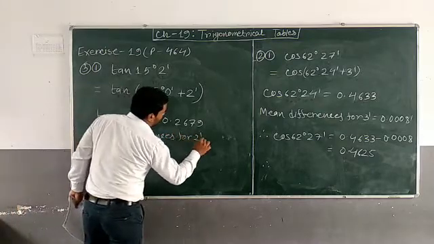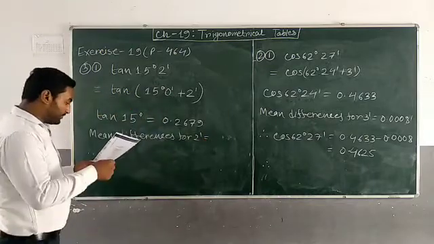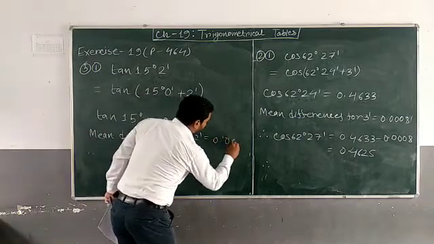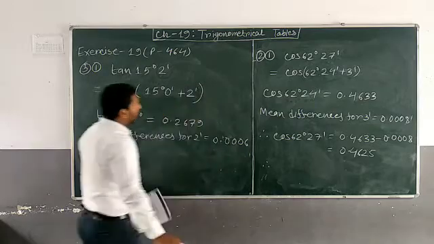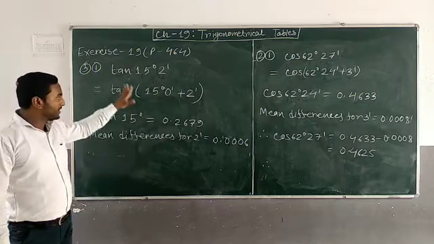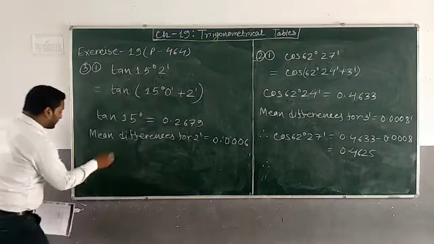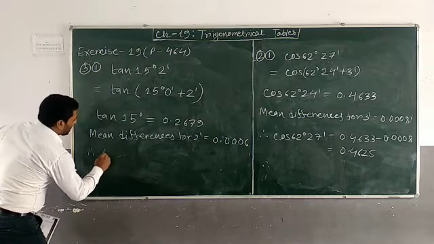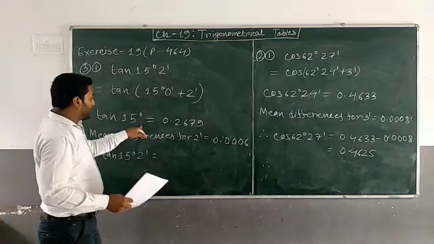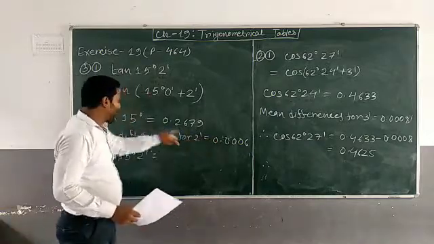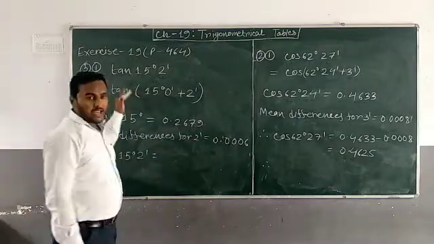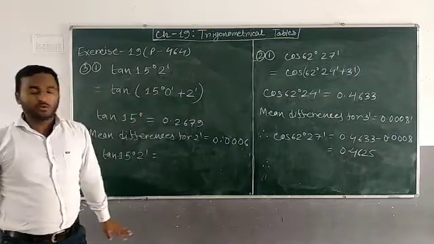For 2 minutes, the mean difference given is 6, which means 0.0006. And for sin theta and tan theta, the method is the same. So therefore finally tan 15 degree 2 minutes: for 15 degree this one, and for 2 minutes this one. So these two ratios will be added, because for tan theta, when the angle increases, the trigonometric ratio also increases.